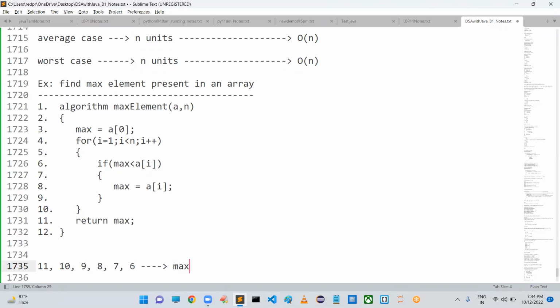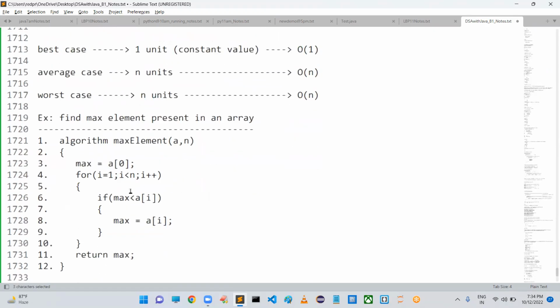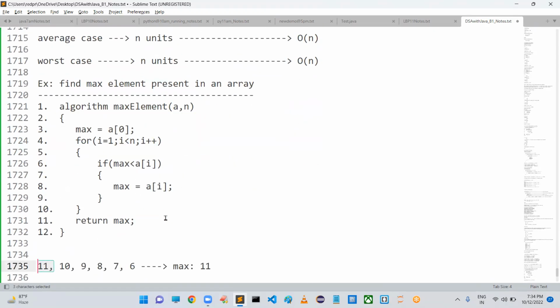I want to search for the maximum, and the maximum element is available in the first location. Sir, is it a best case or not? Yes. How many comparisons do you require in this for loop? Only the first comparison. But we are comparing with the remaining values also, or not? Yes. That's why we will calculate time complexity based on the worst case. Remember this, based on the worst case.